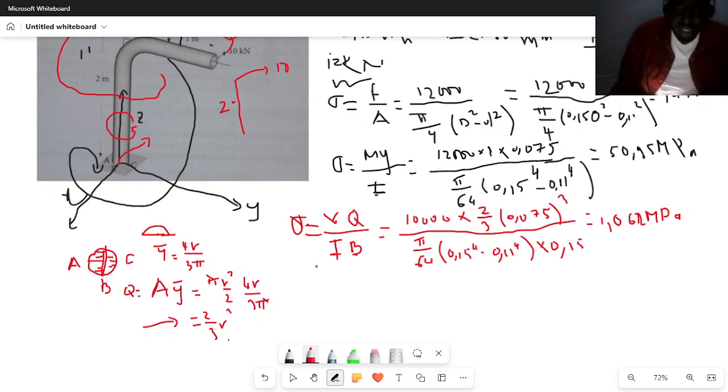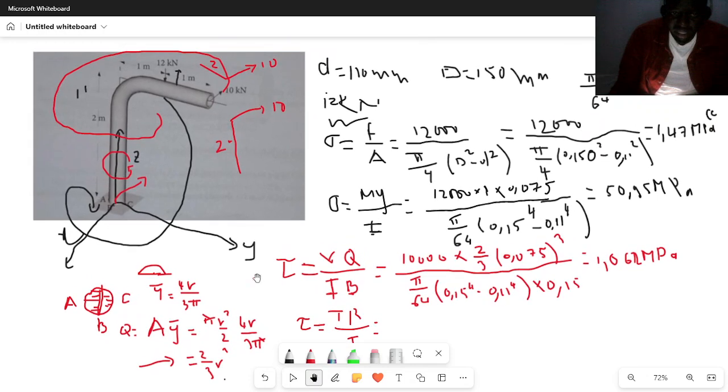How do we do this? Now, the same 10 kilonewton is creating a torque. So there is a shear stress due to the torque. That shear stress is written like this. This is the right chain. This is the torque. It is TR over J. T stands for the torque. Remember, torque is force times perpendicular distance.